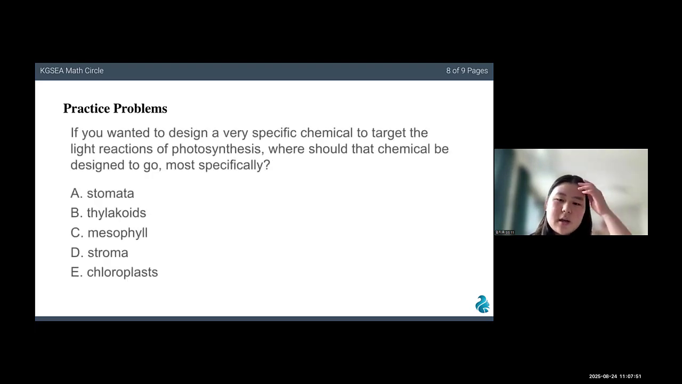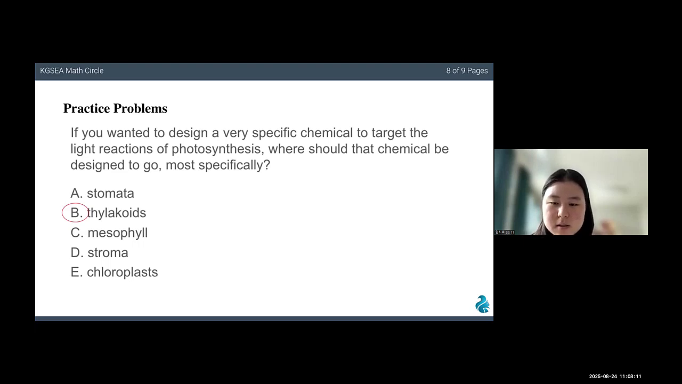Next question is, if you wanted to design a very specific chemical to target the light reactions of photosynthesis, where should the chemical be designed to go most specifically? The correct answer is B. Thylakoids. The light reactions of photosynthesis occur in the thylakoid membranes inside the chloroplast.